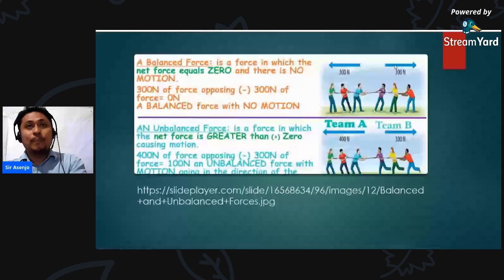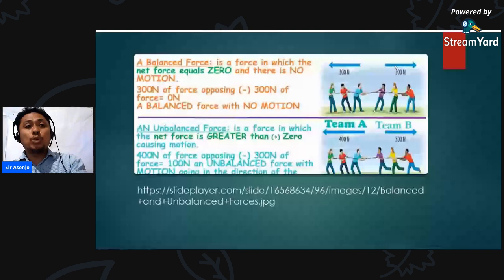All right, now let's take a look at unbalanced force. An unbalanced force is a force in which the net force is greater than 0, okay, causing motion. Okay, let's have 400 newtons of force exerted by team A going to the left, opposing, that is minus 300, another 300 newtons of force going to the right, exerted by team B, that is equal to a net force of 100 newtons. So an unbalanced force with motion.